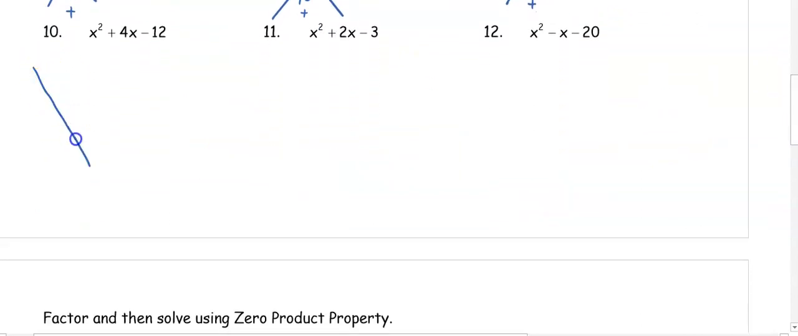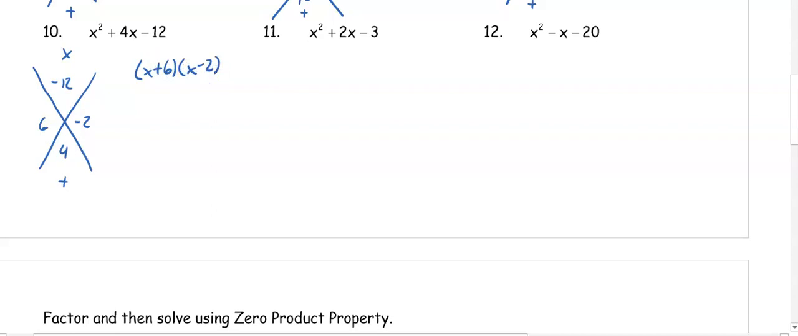In number 10, we want two numbers that multiply to negative 12 and add to 4. So we're looking for two numbers with different signs. This time the bigger number is going to be positive though. So two numbers that multiply to 12 are 6 and 2. So if I make the 2 negative, that would add to 4. So we would have x plus 6 and x minus 2.